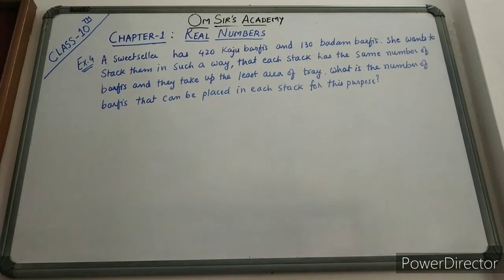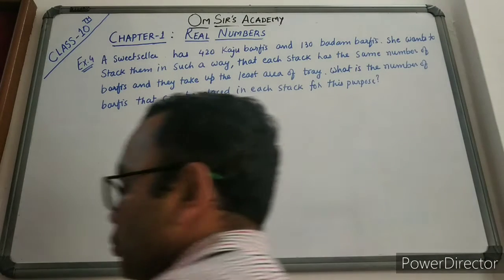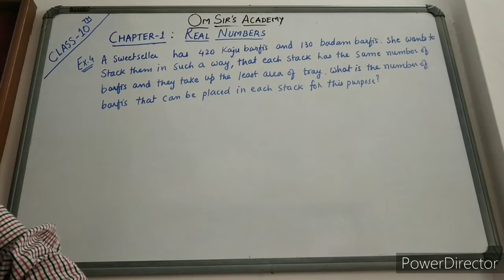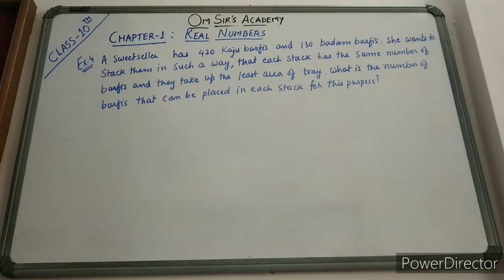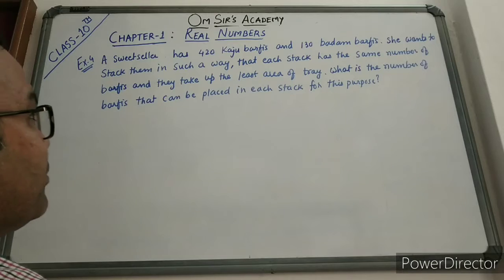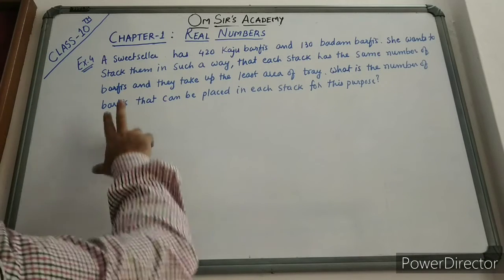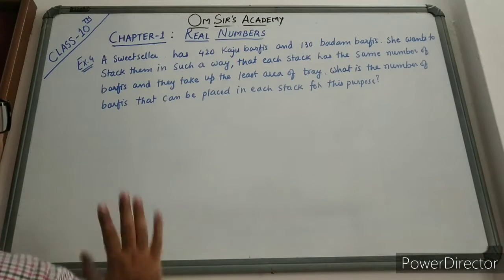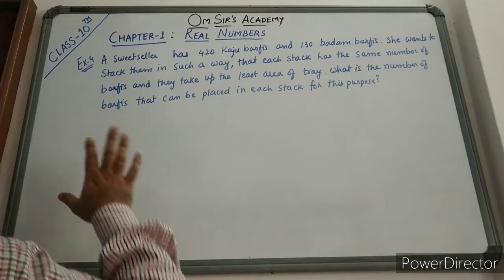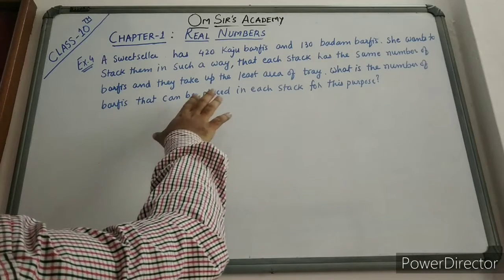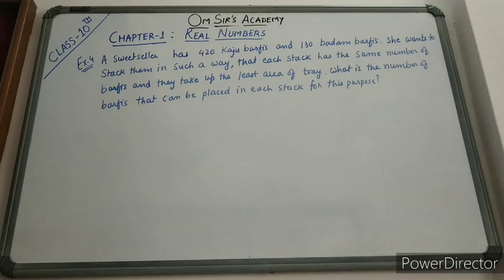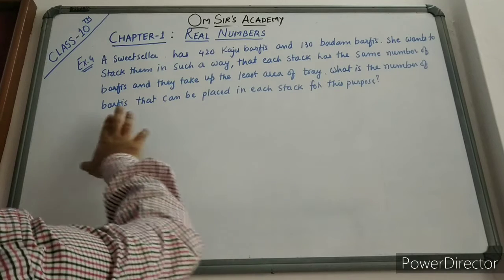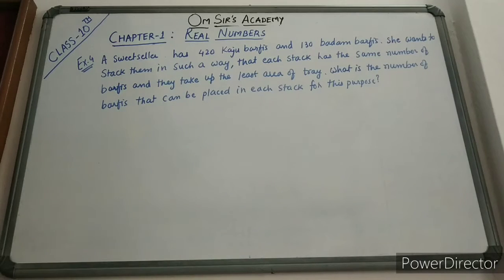So friends, coming to example 4 of the textbook, it says that a sweet seller has 420 Kaju Burfis and 130 Badam Burfis. She wants to stack them in such a way that each stack has the same number of Burfis and they take up the least area of the tray. What is the number of Burfis that can be placed in each stack for this purpose?